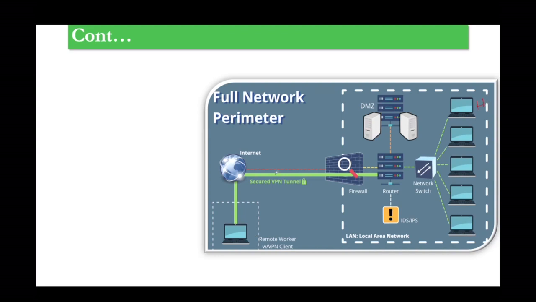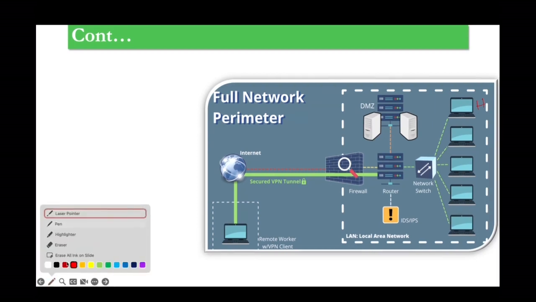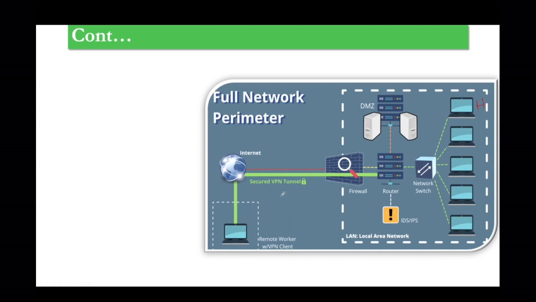Let me just change this color. So let us assume this is host 1, host 2, host 3, host 4, host 5, and so on. And there is an internal network switch here, which is connected to the router, the router is connected to the firewall, and the firewall is connected to the internet, and through the internet anyone can connect. So this is a local area network. See, local network, this is LAN, local area network, right?